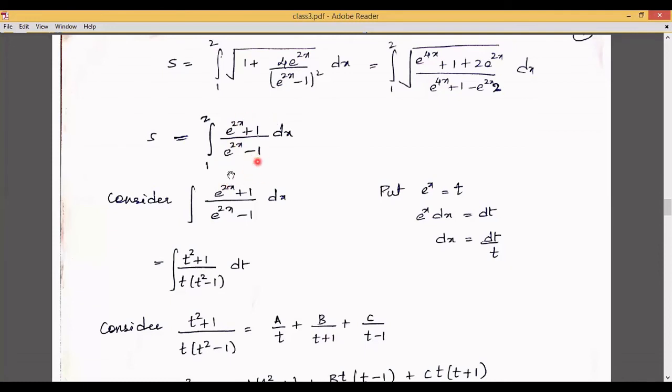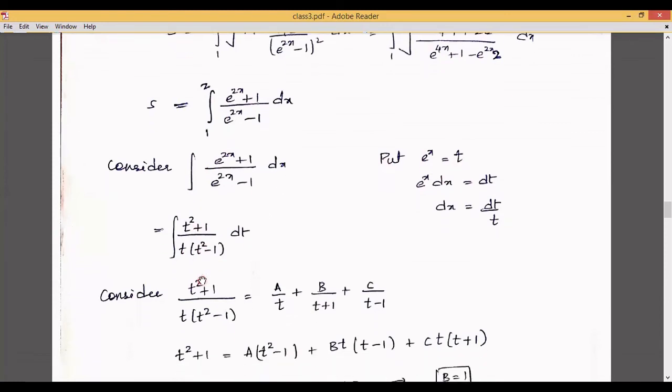And I have just considered this integral. I've taken that, again I have used the substitution method. e power x is equal to t. So e power x dx will be equal to dt. So dx is equal to dt by t. So it looks like this after the substituting and all.